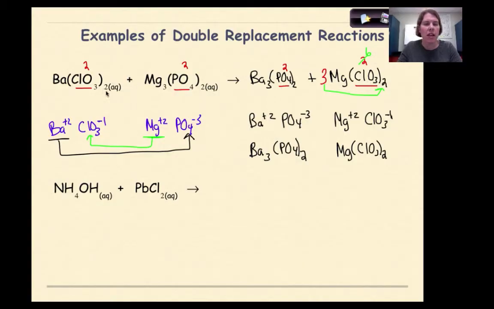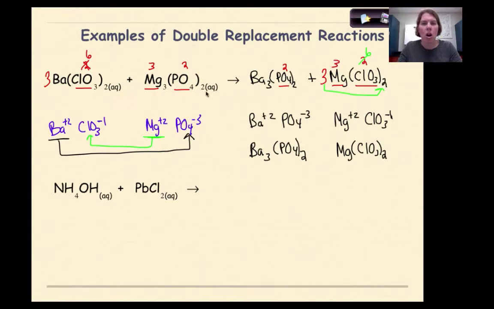So I have to go over here and say, all right, what do I need to do? I need to put a 3 in front of here, because 3 times 2 is now going to give me 6. But now that affects my Bas. Let's go back, start over, look at everything one more time. 3 Mgs, put a 3.